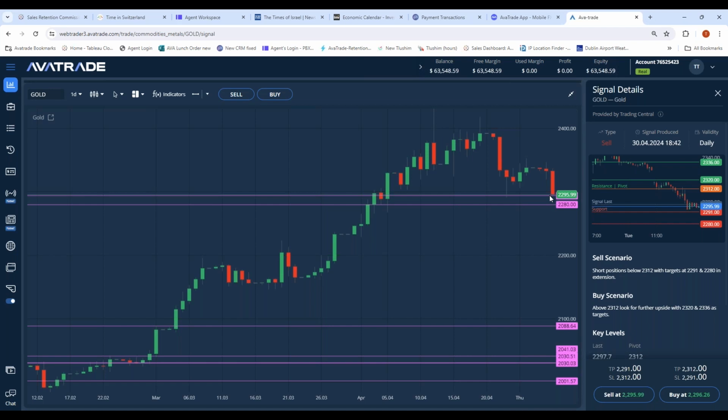The only negative here is you'd be selling from right above this support level because it has not broken this support, which sits at just a few dollars below where the price is right now.